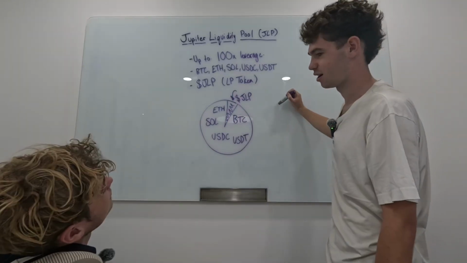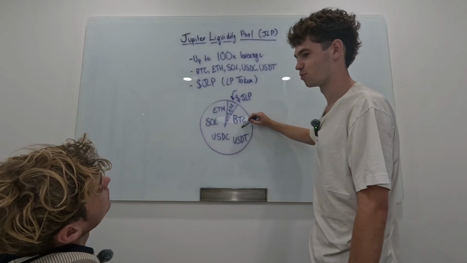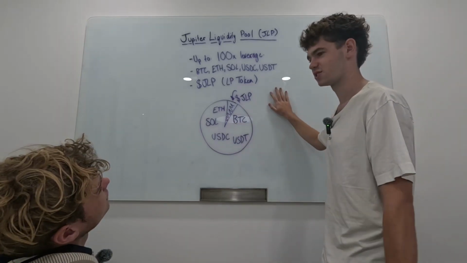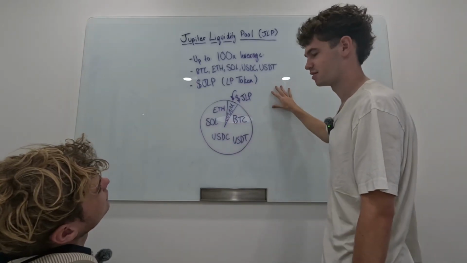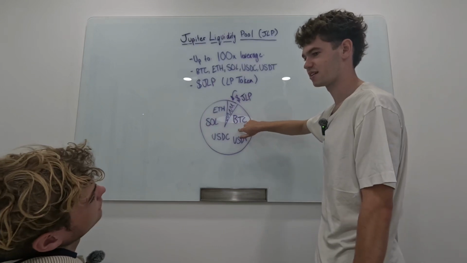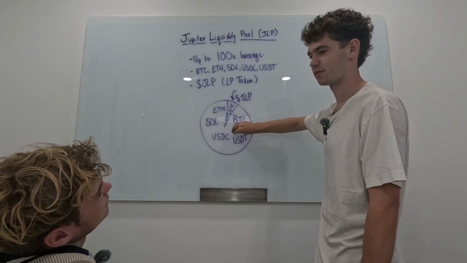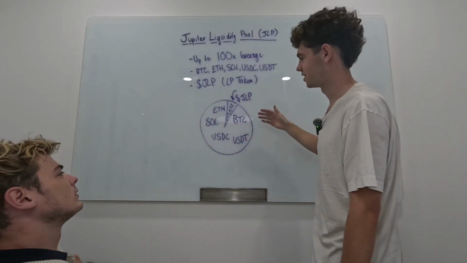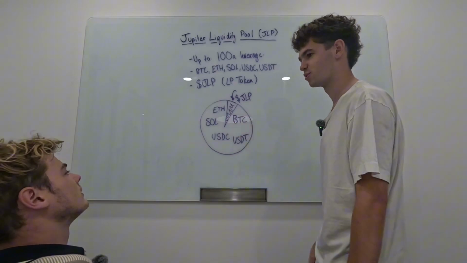All the fees are put back into the JLP pool, and traders' profits and losses. If a trader makes a good profit, because the pool's taking the other side of the trade, the pool has to pay him his profits. If they make a bad trade, then the Jupiter liquidity pool is making that profit.